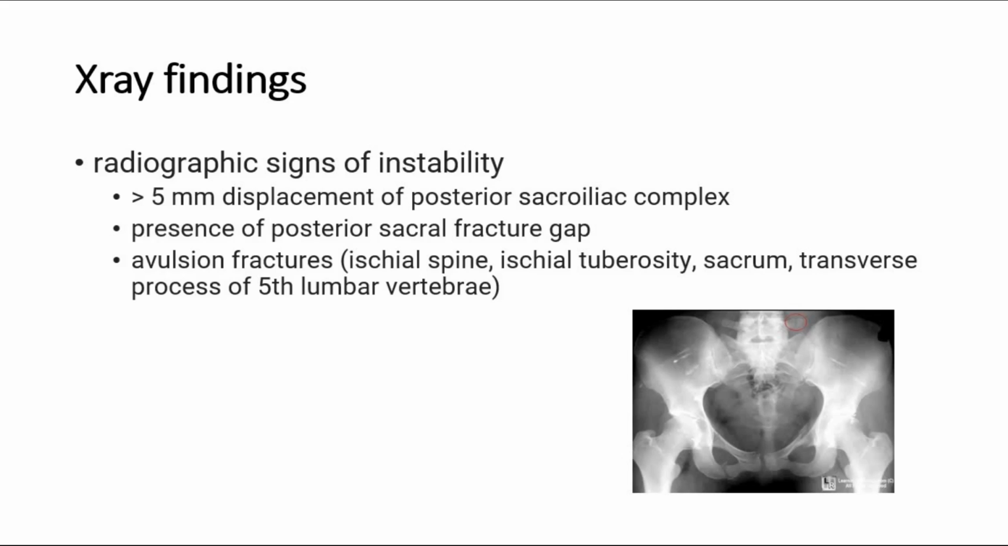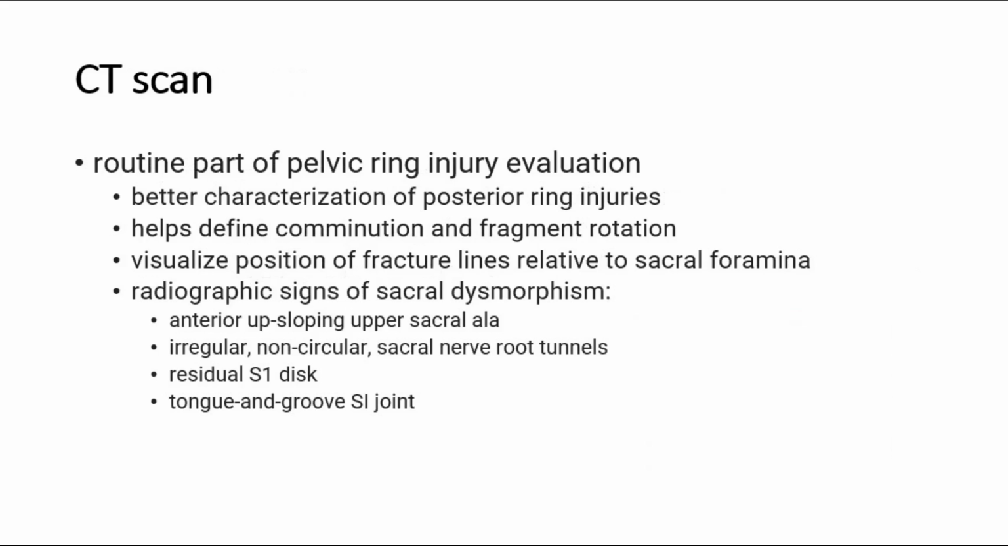We can also do a CT scan as a routine evaluation of the pelvic ring. It provides better characterization of posterior ring injuries, helps define comminution and fragment rotation, and visualizes position of fracture lines relative to sacral foramina. The radiographic signs of sacral dysmorphism include anterior up-sloping upper sacral ala, irregular, non-circular sacral nerve root tunnels, residual S1 disc, and tongue and groove SI joint.